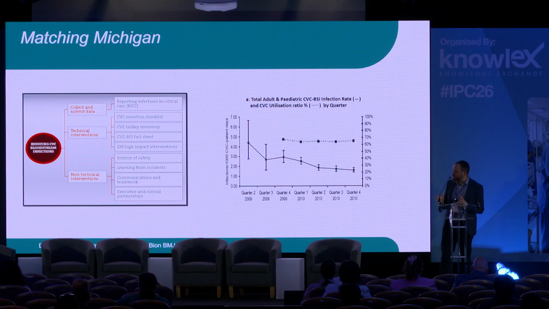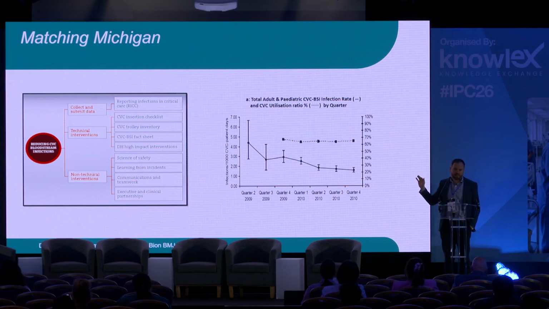And then there were the non-technical interventions, which were around the culture that was developed, and around communication and training. In the Match in Michigan project, central line infections reduced in the UK from 4.4 infections per 1,000 central line days down to 1.7. And with all of these studies, the dotted line is CVC utilization, which is about 60-65%. The main thing to say is that that is stable, and so the drop in infections doesn't represent a fall in CVC usage.